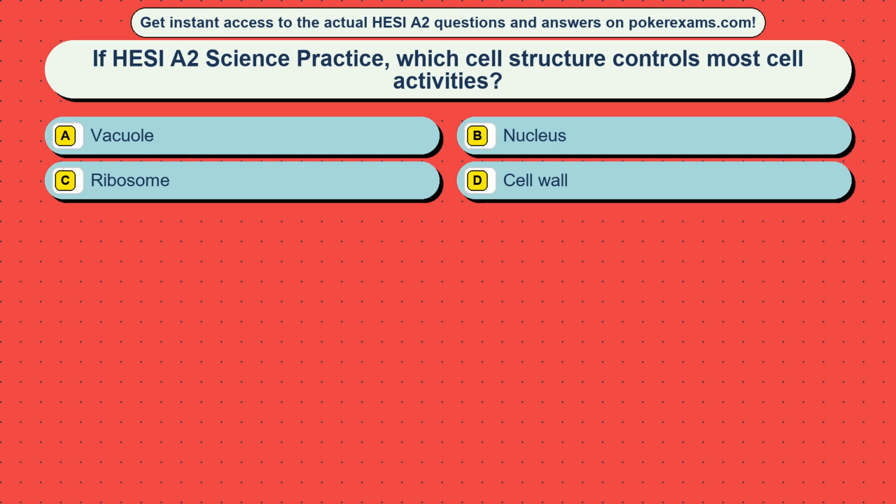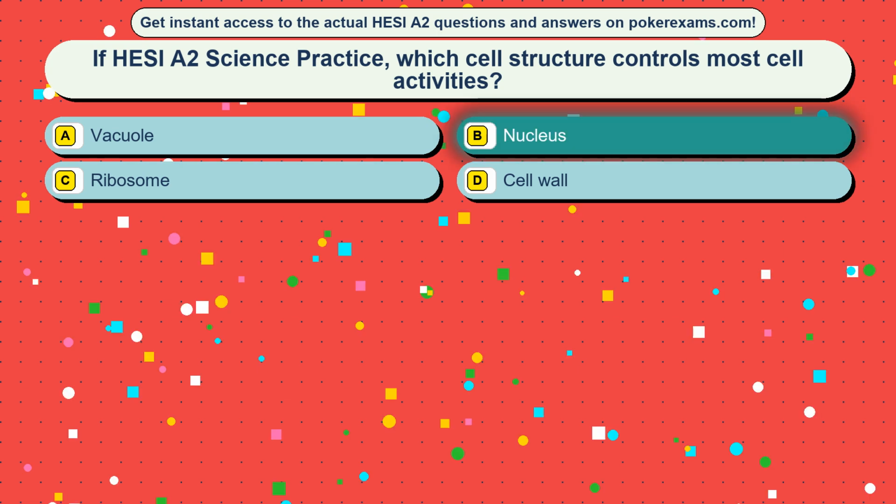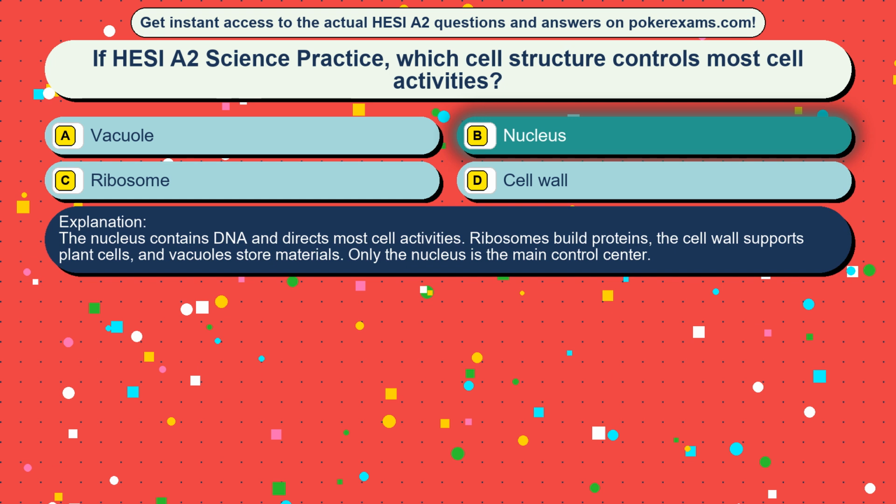Question 20. If HESI A2 Science Practice, which cell structure controls most cell activities? Option A, vacuole. Option B, nucleus. Option C, ribosome. Option D, cell wall. The correct answer is option B, nucleus. The nucleus contains DNA and directs most cell activities. Ribosomes build proteins, the cell wall supports plant cells, and vacuoles store materials. Only the nucleus is the main control center.